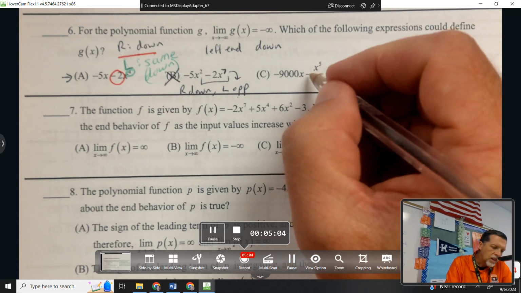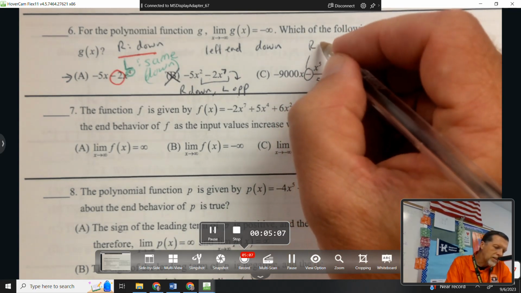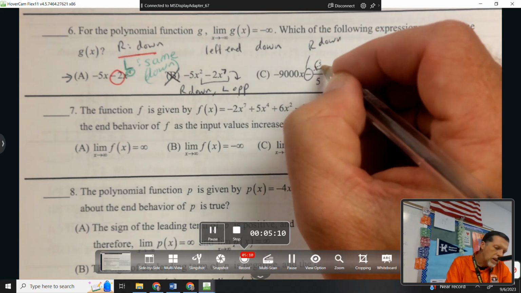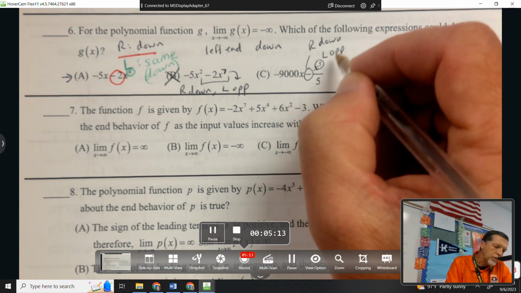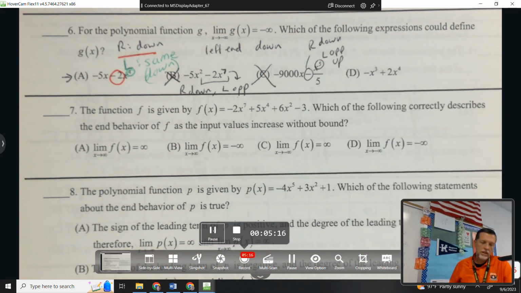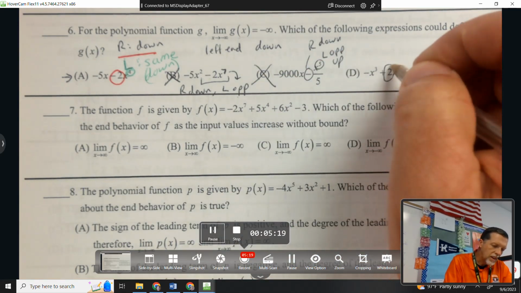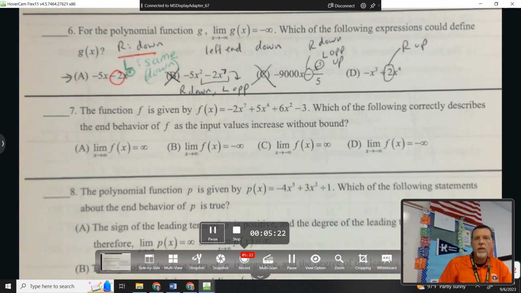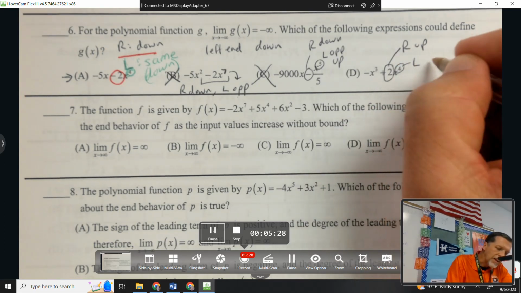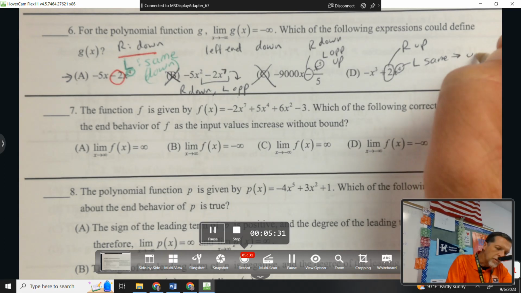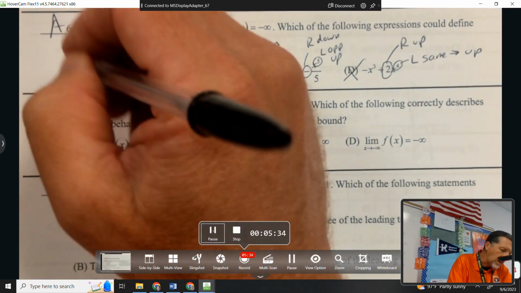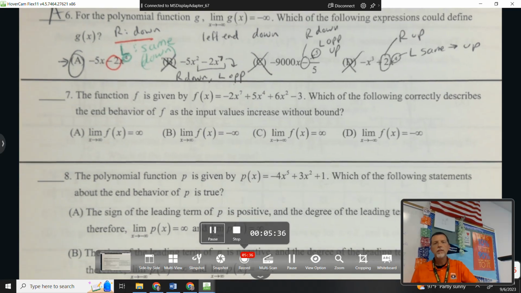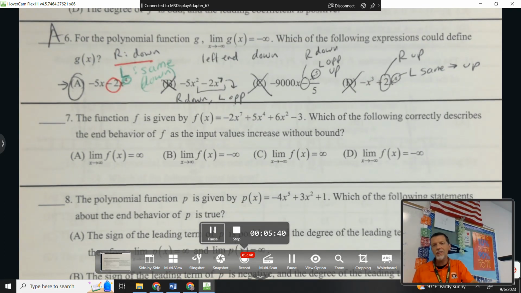Choice C. Negative means right end is down. Odd means the left end is opposite, which would mean up, which is not what we want. And then lastly, the right end is up on that last one because the lead coefficient is positive. But the degree is even, so the left end is doing the same, which means up, and that's not what we wanted. So yes, it was A. So again, the trick with the left end is you can't tell directly what the left end does. You can only say the left end does the same or the opposite as the right end.